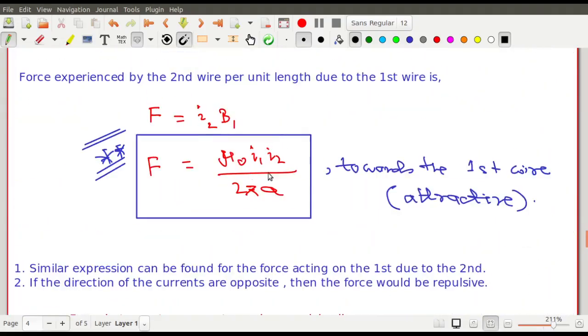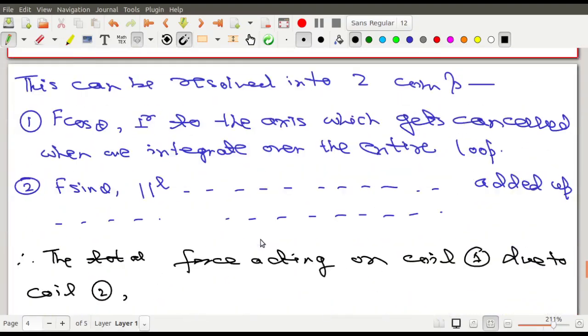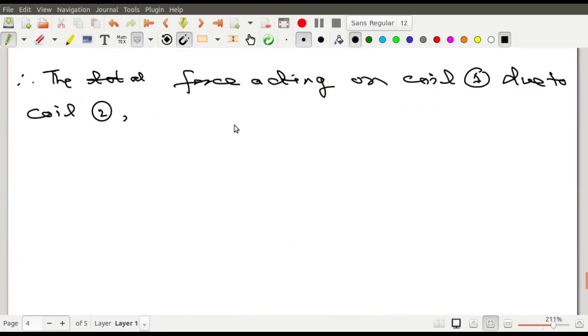This expression I have borrowed from here. But this time it is not just per unit length, it is the total force acting on coil 1 due to coil 2, not per unit length, total. So what will the total force be? So this one I write, it is equal to, first of all, which component survives? F sin theta will survive, and what is the total length? 2 pi a1. Definitely 2 pi a1, right?